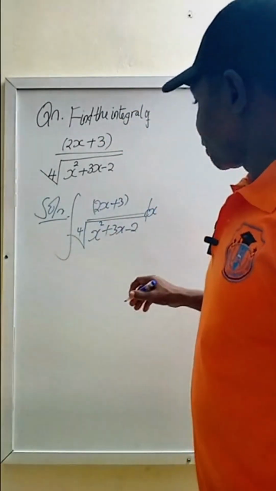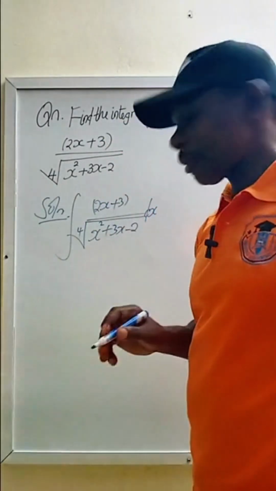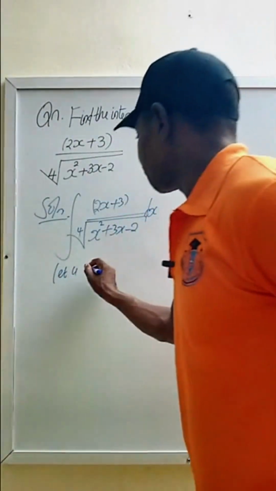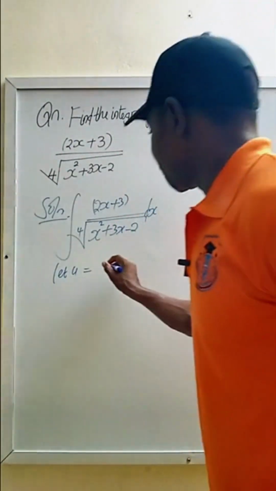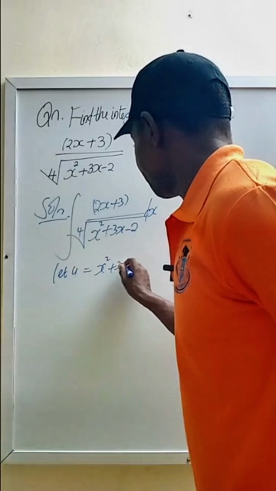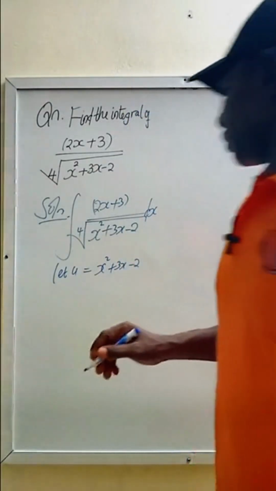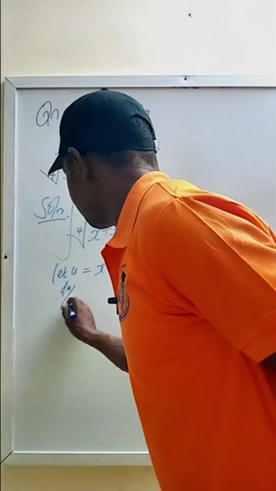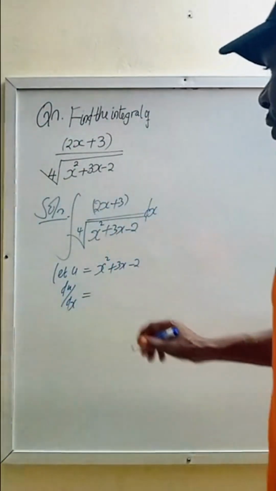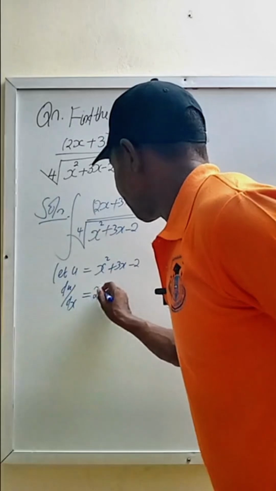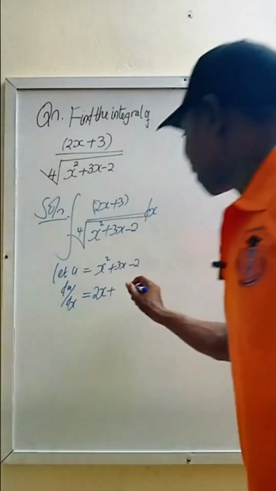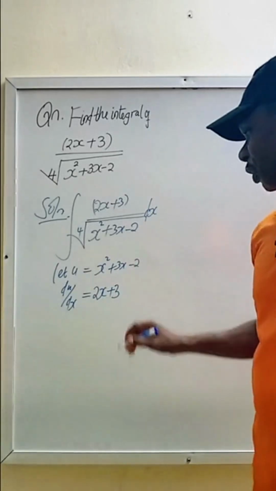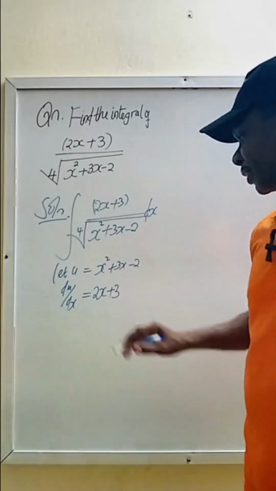So as I've mentioned, I've discovered there's a relationship between the denominator and the numerator. So I will choose a variable, let's say u, to be equal to the inside part of the denominator, which is x squared plus 3x minus 2. Then next, I differentiate with respect to x. So I'll have du/dx equal to, differentiating x squared, we get 2x. Differentiating 3x, we get 3. Differentiating a constant term, you get 0. So our derivative will end up with this.